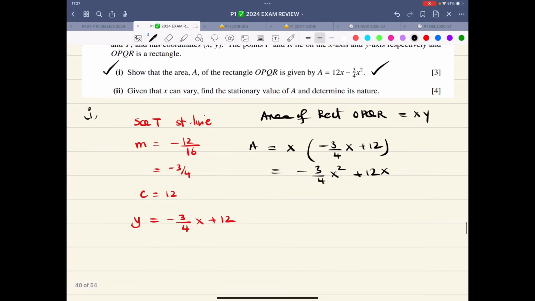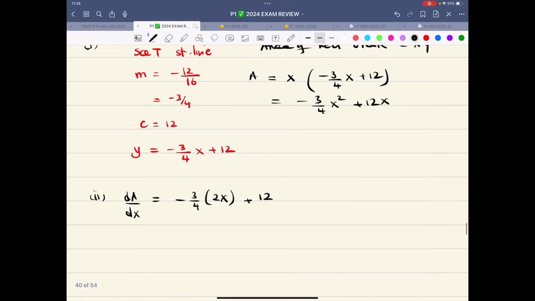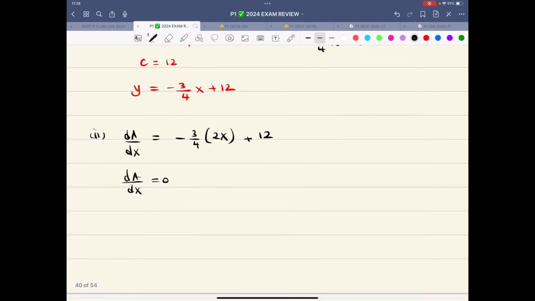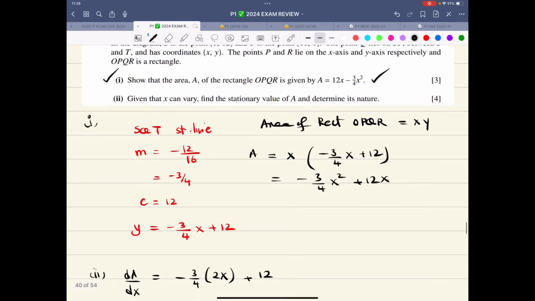Now the second part, that is related with differentiation. Given that x can vary, x is a variable, find the stationary value of A. So therefore what we do is that we differentiate A with respect to x. So this is negative 3/4, derivative of x square is 2x, 12x, the derivative is 12. And we equate it to 0 to find the stationary value. So therefore 2 1s are 2, 2 2s are 4, negative 3/2 x plus 12 equals 0. Negative 3/2 x is negative 12. Therefore x is 2/3 of 12. So 3 1s are 3, 3 4s are 12, 2 4s are 8. So x comes out to be 8. That is the stationary value of x.